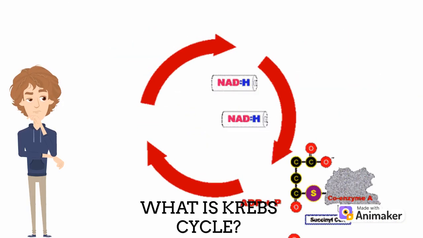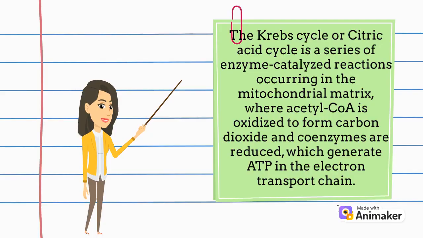What is the Krebs cycle? The Krebs cycle, or citric acid cycle, is a series of enzyme-catalyzed reactions occurring in the mitochondrial matrix, where acetyl-CoA is oxidized to form carbon dioxide and coenzymes are reduced, which generate ATP in the electron transport chain.